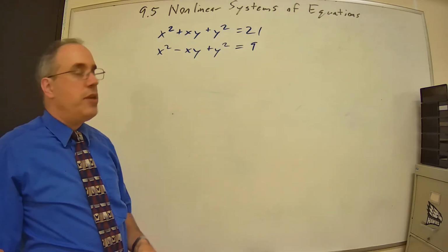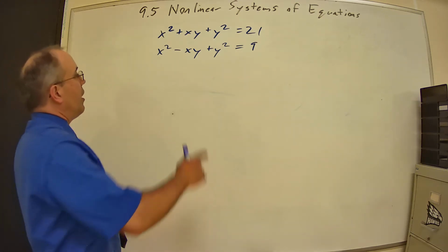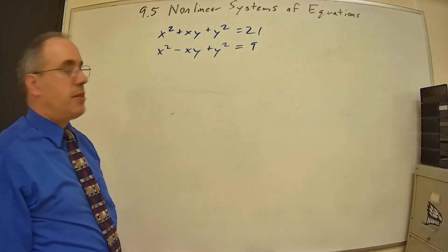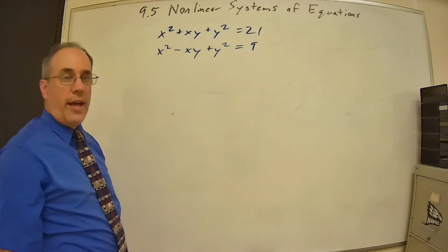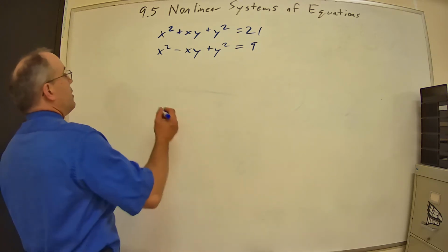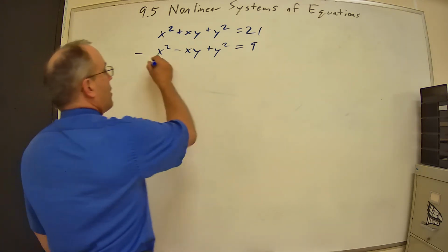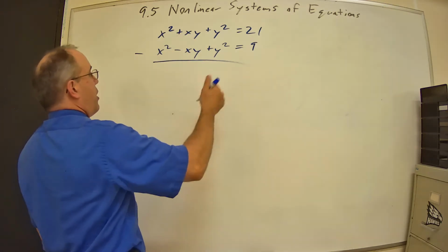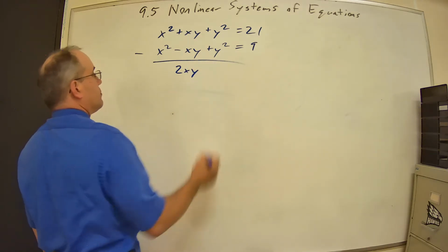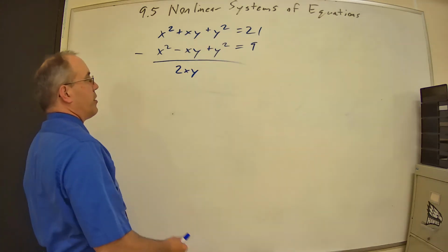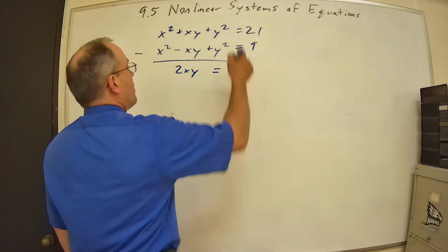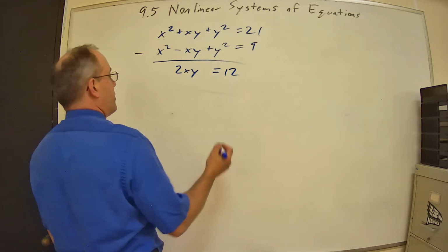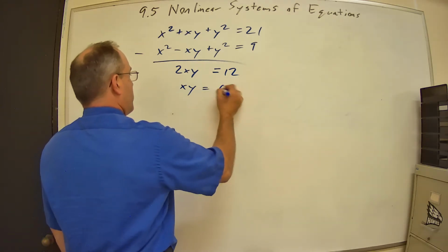So that is a possibility, but what I like better is I can cancel out x squareds and y squareds in the same shot, just leaving me with xy. So that's what I'm going to do. I'm going to subtract instead of adding. X squared minus x squared gives me 0. Xy minus negative xy gives me 2xy. Y squared minus y squared gives me 0. 21 minus 9 gives me 12. Divide both sides by 2, and you get xy is equal to 6.